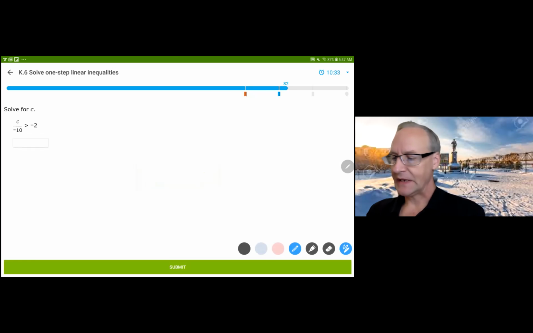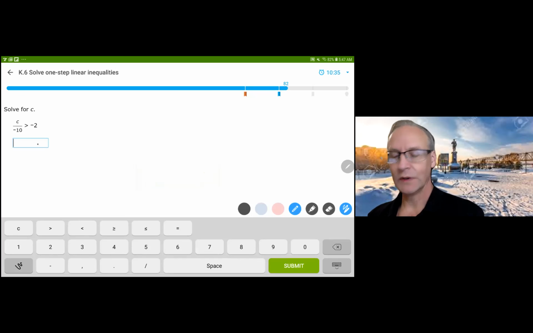I'm going to multiply by -10 on both sides. And what else? I am going to change that sign because I multiplied by a negative. That's going to be +20. Now, a good idea is you could go ahead and check your answer. And here's what I'm going to do. I'm going to choose a number that's less than 20, and 0 is less than 20. 0 is a good test number because it's easy to deal with mathematically. So 0 should be a solution to this inequality because it's less than 20.